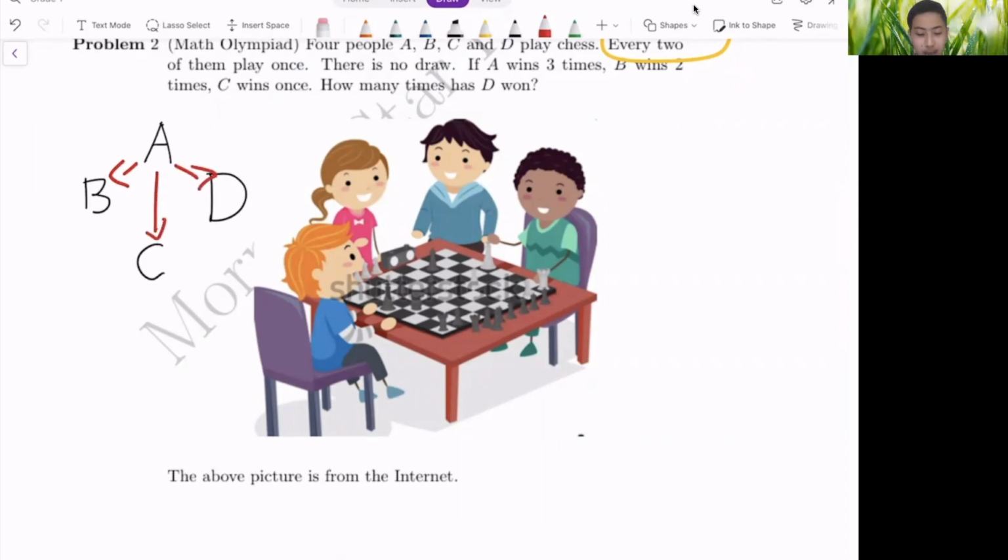And then it says B has won 2 times. Well, it must have won against C and D, because A won B, so B has to lose to A. And finally, C wins once, so using green, C of course has to win D. So that means that D has won 0 times.